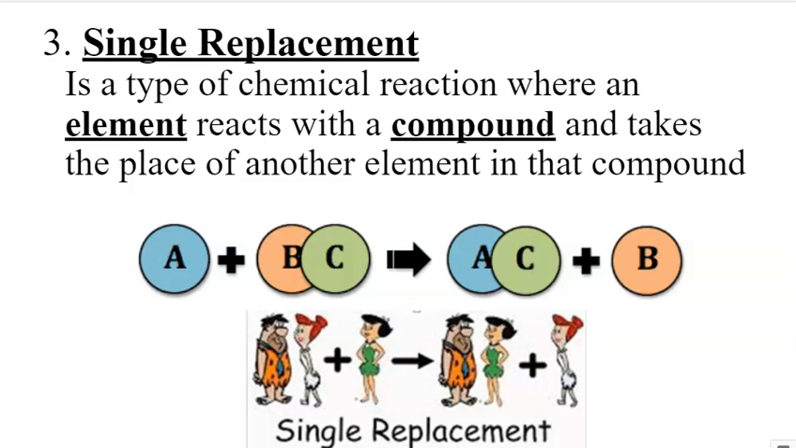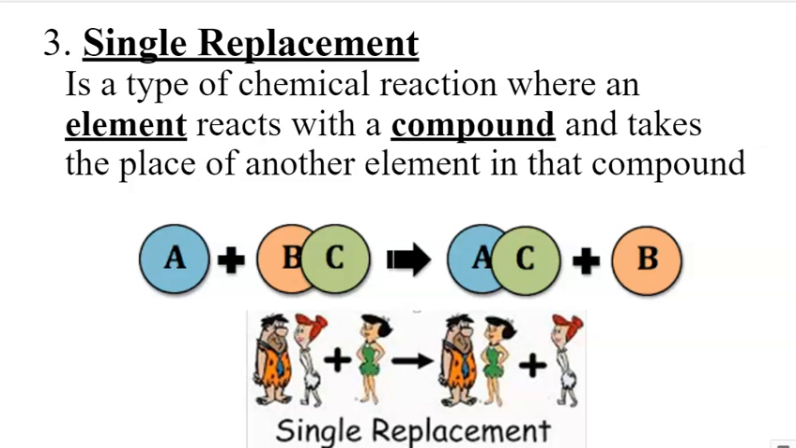Our next type of reaction is called a single replacement reaction. And it's a type of chemical reaction where an element reacts with a compound and takes the place of another element in that compound. So, look at my Fred Flintstone here. I've got Fred plus Wilma, and then Betty, who's by herself. If it was a single replacement reaction, Wilma would get kicked out and Betty would take her place. So that's what happens in these reactions. One element will kick out the other one. You can tell that these are occurring, something at the end is always going to be left alone.